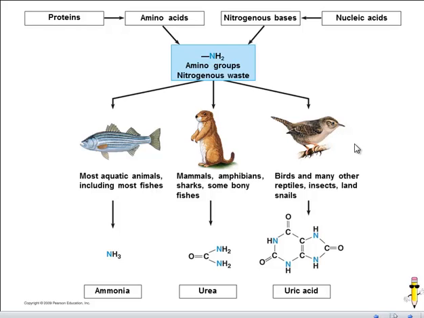Some animals that live on land, like birds and reptiles and insects, will convert the amino groups into uric acid. And as you can see, this is the most complicated of the three forms of nitrogenous waste. So this takes a lot of energy to produce. But the great thing about this is that it's not toxic, and so it can be released as a solid. So this will help birds and other organisms conserve water. They don't have to use any water to get rid of their nitrogenous waste.